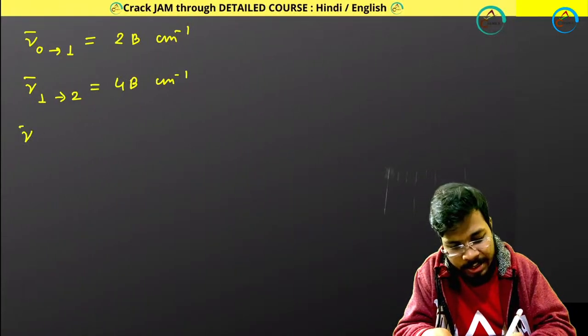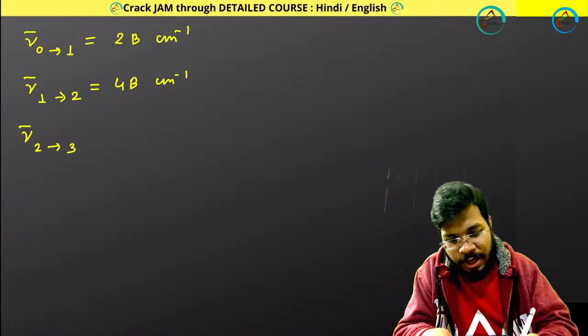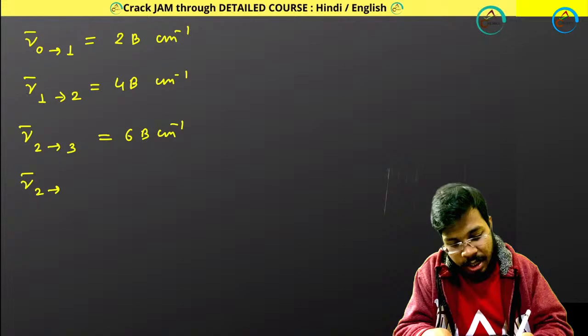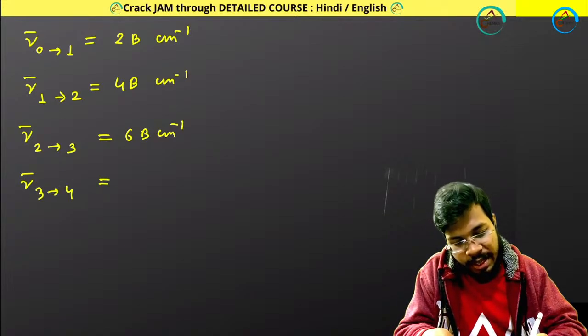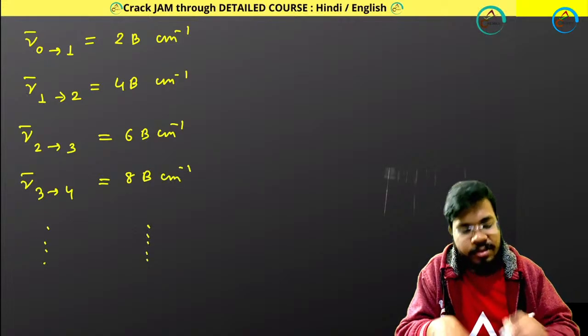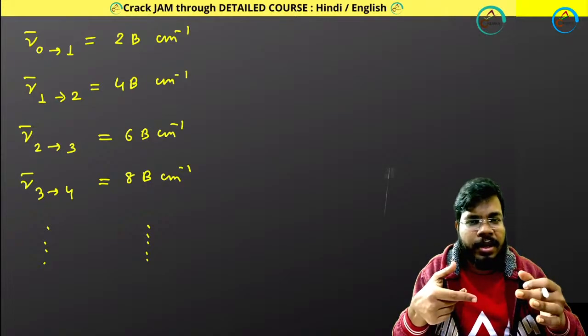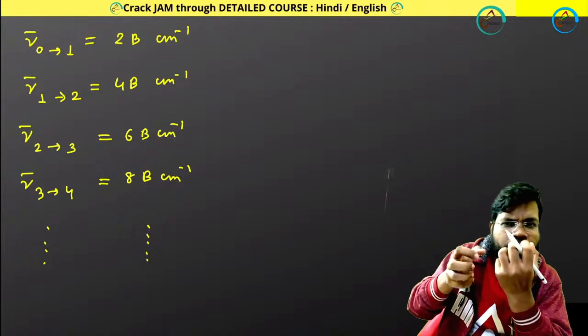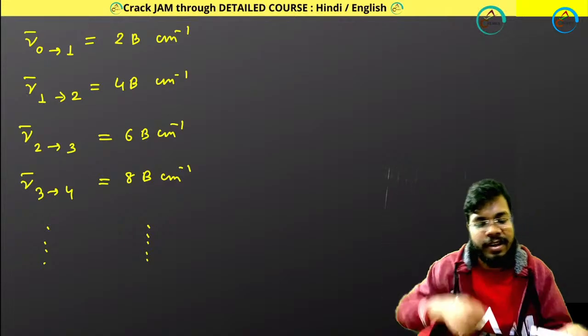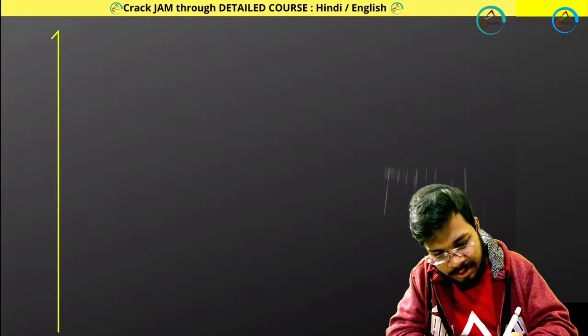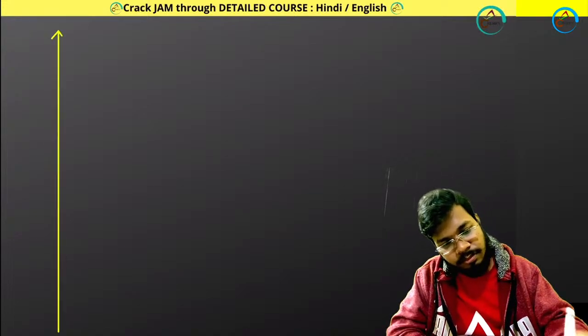If you do similarly, nu bar for 2 to 3, you will get 6B centimeter inverse. Then for 3 to 4, you will get 8B centimeter inverse. In this way, you will keep on getting values for the absorption spectra, whenever energy absorption happens and the molecule jumps from a lower rotational level to a higher rotational level. Perfect.